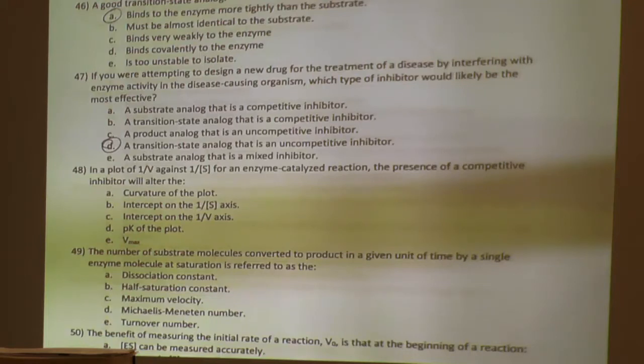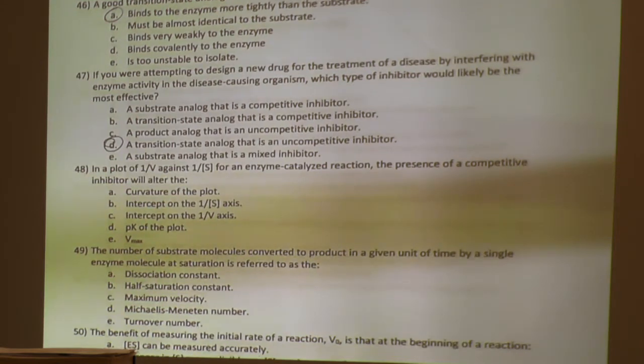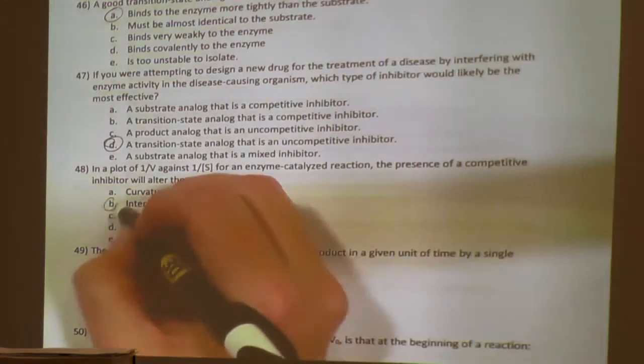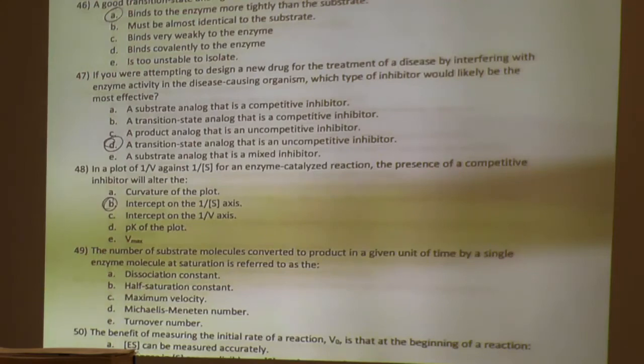In a plot of 1 over V against 1 over the concentration of S for an enzyme catalyzed reaction, the presence of a competitive inhibitor will alter the what? It's going to be B. It'll alter the intercept on the 1 over concentration of S axis. And I have a written response that's over this sort of stuff, so hopefully it'll clear it up.